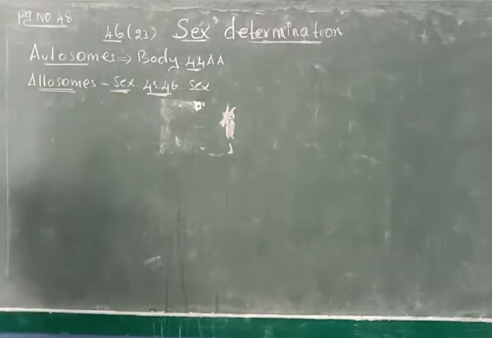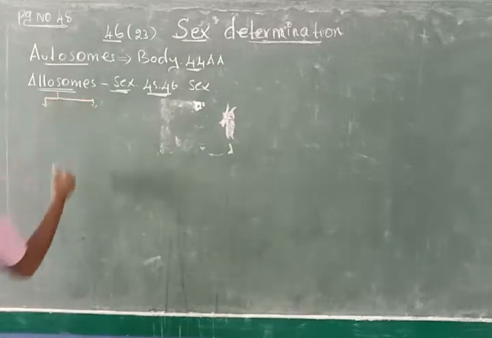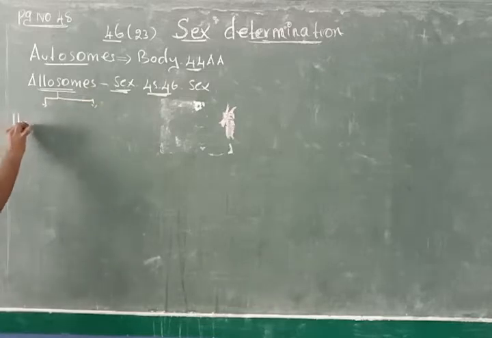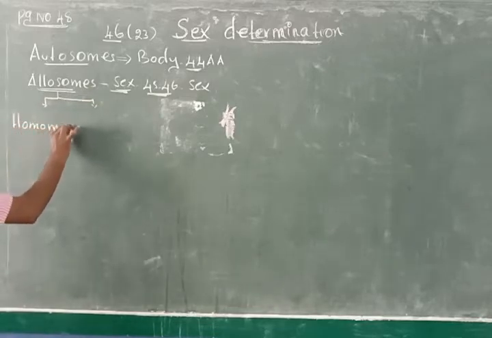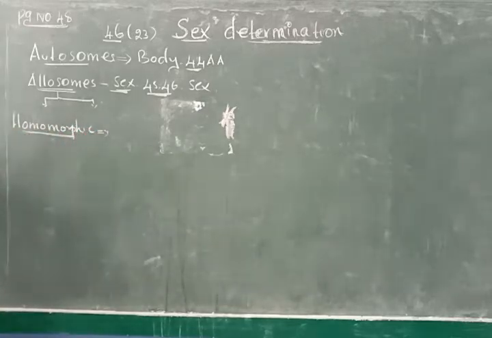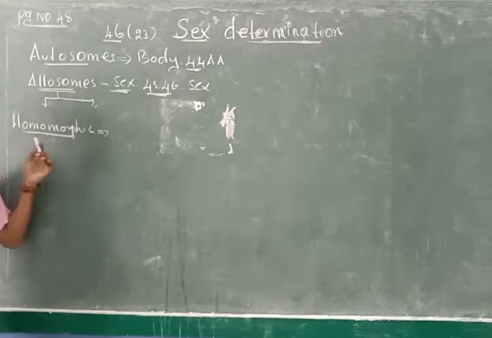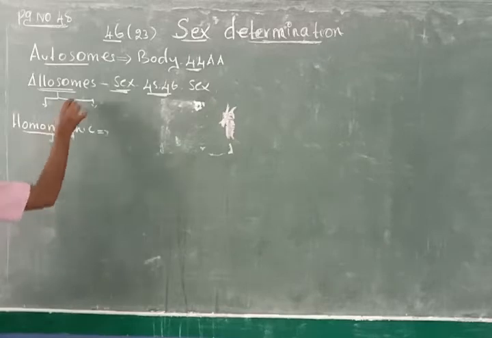Clear? Now, when you talk about the sex chromosome, here we'll have two sets in it. The first one is called homomorphic. All these are technical words. Understand, everything is important. So when you talk about chromosomes, we have two sets: one is the autosome and the other one is the allosomes. When you talk about the allosome, it is in two divisions. One is the homomorphic. Morphic means morphological characteristics. Homo means same.